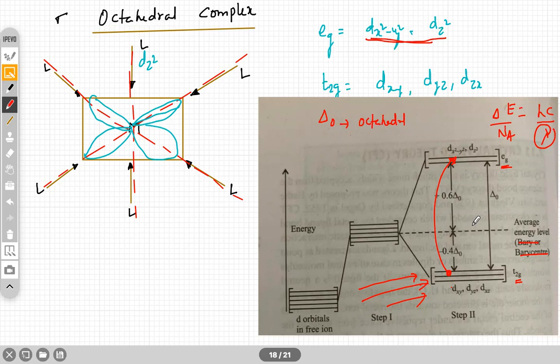So the energy difference is the CFSE? Yes. So then what is delta O? Delta O is that only. See, if I write down CFSE in terms of delta O, the total is delta O only. No, it is split into this. So 0.6 plus 0.4 is delta O only. So delta O is this gap. I'll take one example.